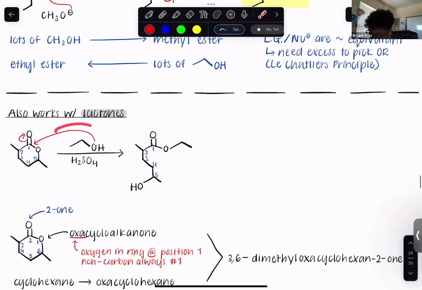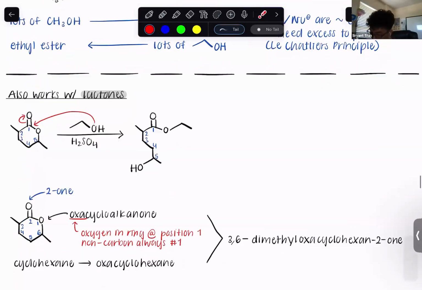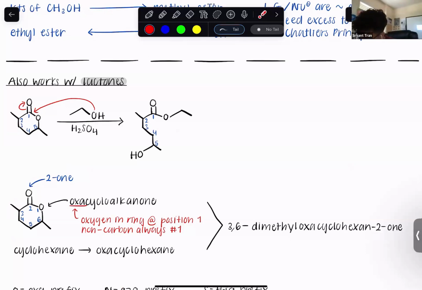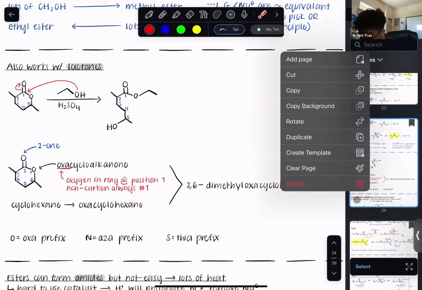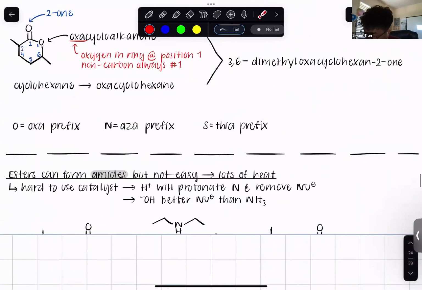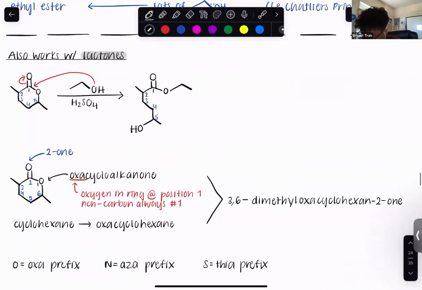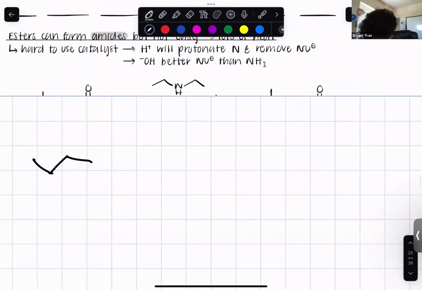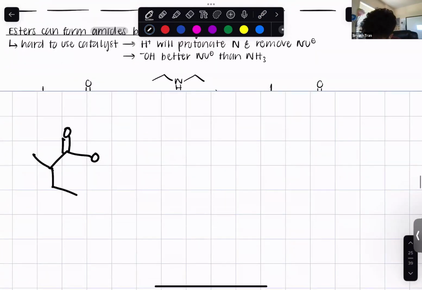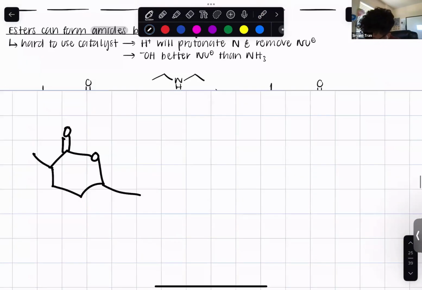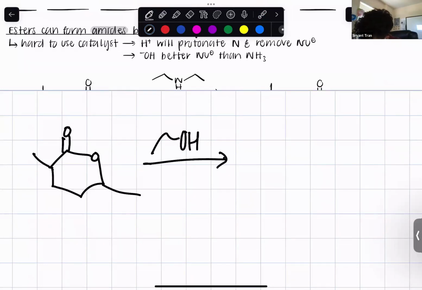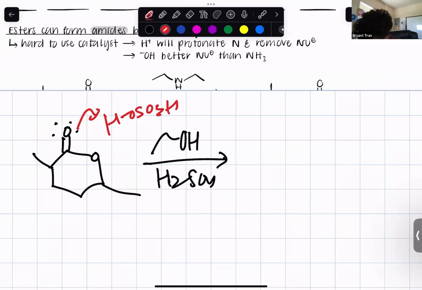Right, we could do it in cyclic as well. Let me just do this mechanism to show you guys how it works here. Okay, so we can have this, and then we have this ethanol in acidic conditions. So because we're in acidic conditions with a cyclic ester or lactone, the first step, protonate the carbonyl oxygen of the ester to make it activated.